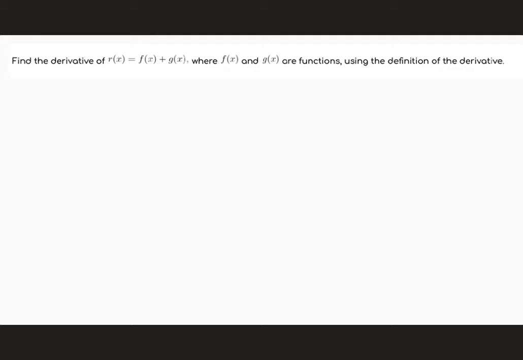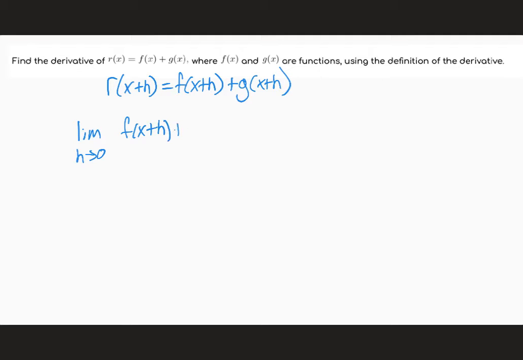All right, here we're adding two functions together. So just to kind of figure out what's going on here, I'm going to do r of x plus h, which when I plug that in, that's going to be f of x plus h plus g of x plus h. In my definition of derivative, which is the limit as h approaches 0 of f of x plus h plus g of x plus h minus f of x minus g of x all over h.